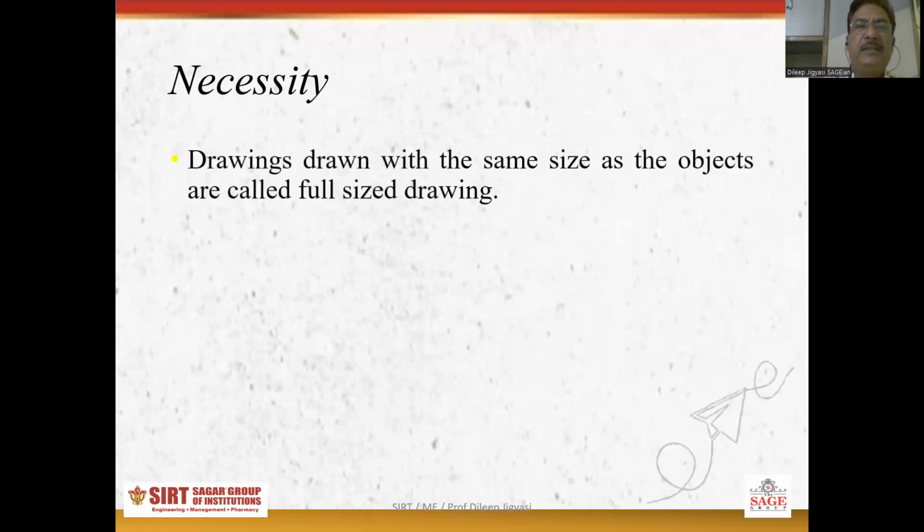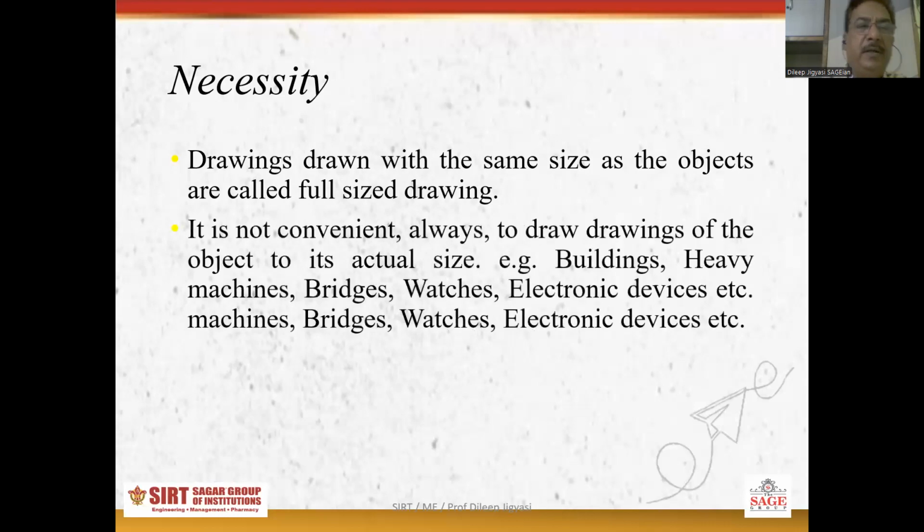Then what is the necessity of a scale? As I already told you, drawings drawn with the same size as the object are called full size drawings, but it is not always possible to draw at full size. It is not always convenient to draw drawings of the object at its actual size. Suppose I want to draw a building, heavy machines, bridges, watches or electronic devices, then it is not possible to draw at the actual size.